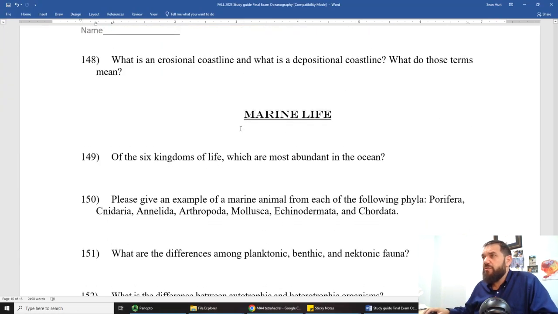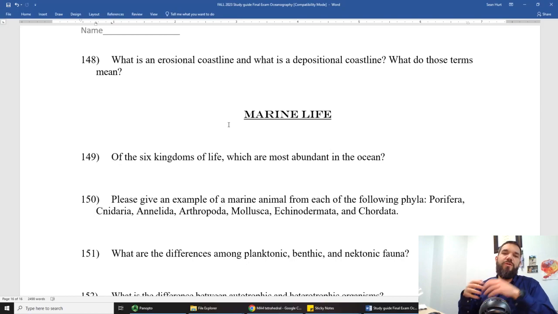So what's an erosional coastline? What's a depositional coastline? What do those two terms mean? An erosional coastline is a coastline where there's been erosion. It's eating away the coastline. The water is slowly destroying the continent and eroding it away. Depositional is the opposite. Depositional is where sediment is actively being deposited, building up the coastline, making it larger, making more land, et cetera.